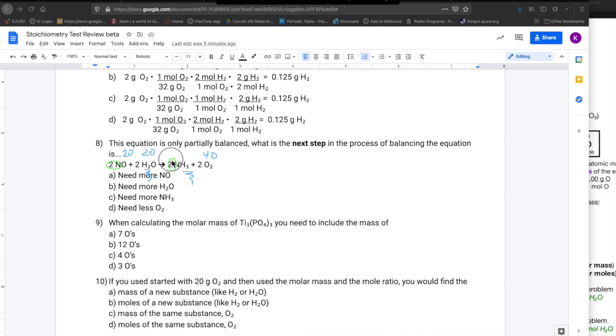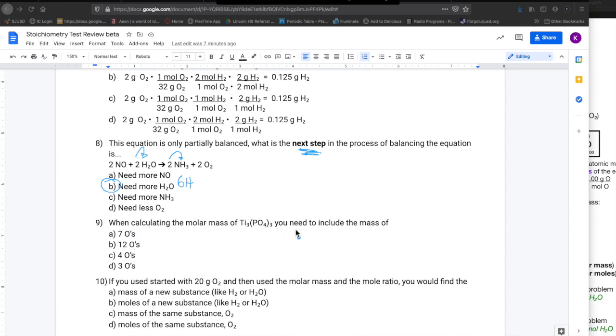So 2, let's undo everything. So I have 2, so I have 6 hydrogens on this side. And I have 4 hydrogens on this side, and the only place I can get hydrogens is here. So I really need to add more of this, and that will cause it to increase the number of hydrogens to 6, and I'll be okay. Now, did we balance everything? No, we screwed up the oxygens, but in this one, we're only asked for one step, not to balance the whole thing.